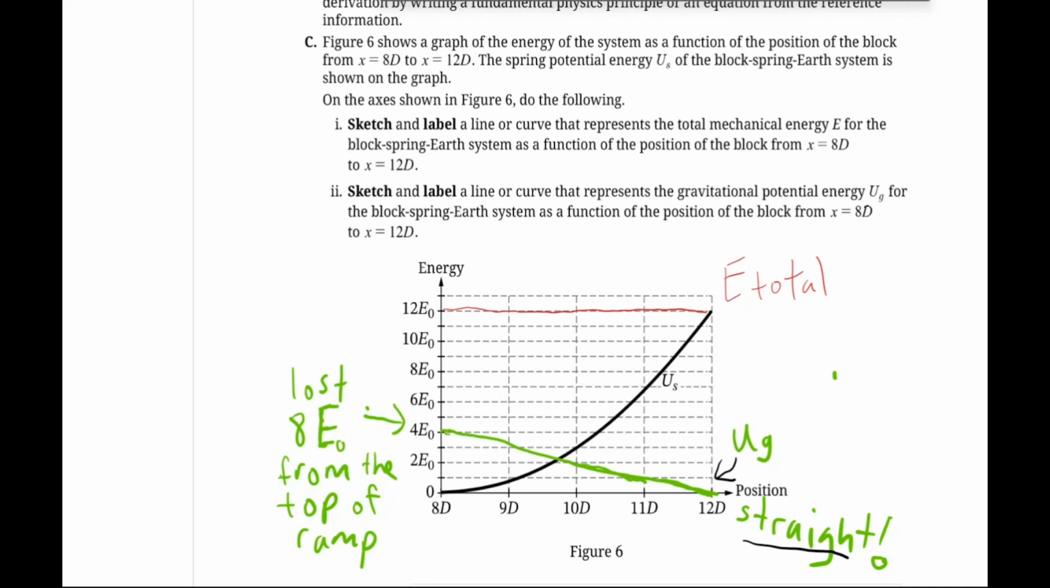So I put a nice straight line here in red. I mean, it's not that straight, but it's meant to be straight, showing that 12 E naught total, just like my bar graph. So that is my E total. So I made sure I sketched it and labeled it.